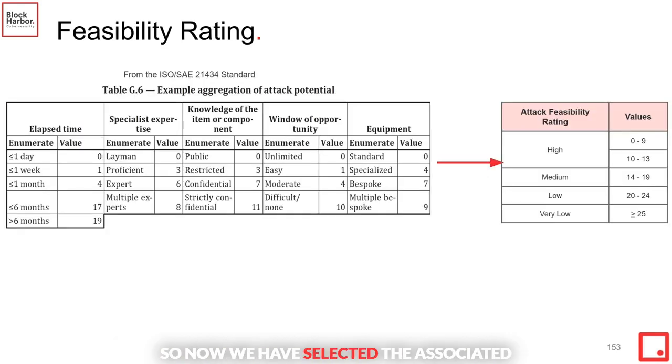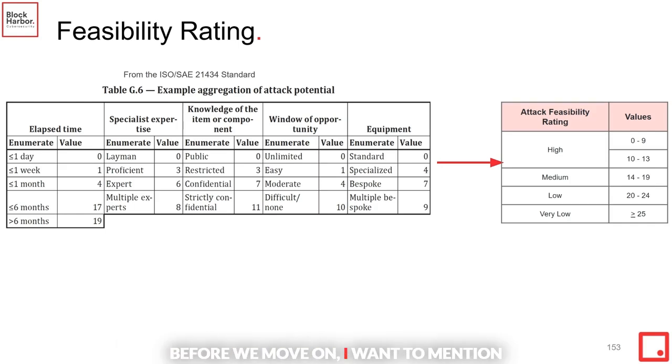So now we have selected the associated levels. Here is an example of how we would calculate the attack feasibility level, or AFL. Each level has an associated value and rating. This rating will then be used to determine risk level later on.